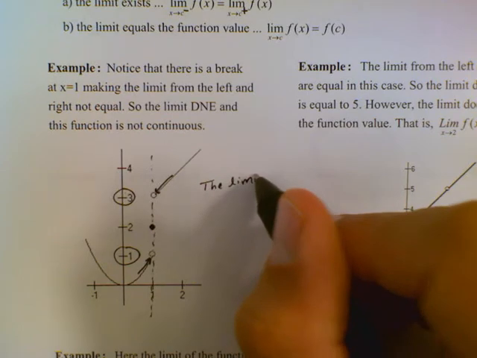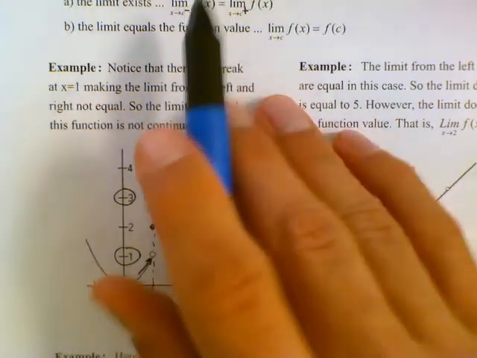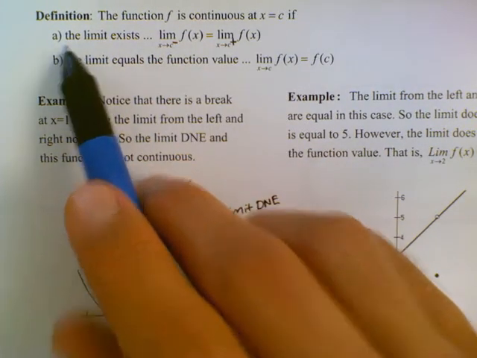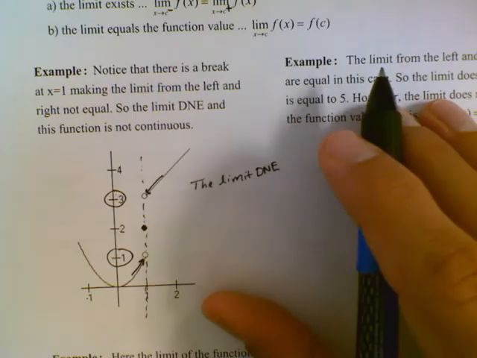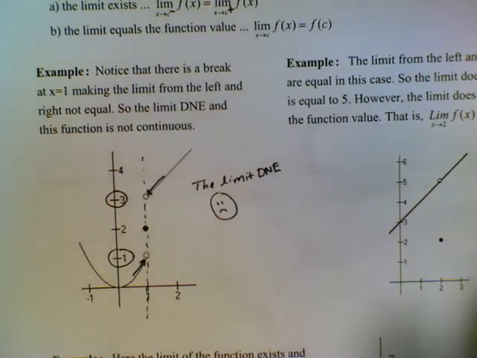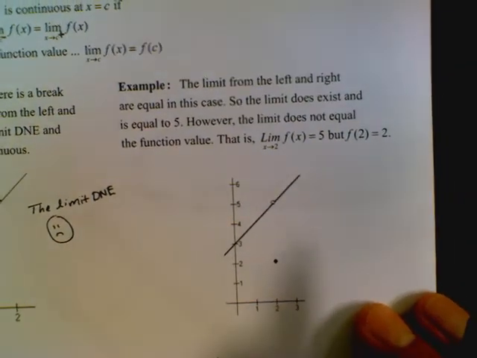And if the limit does not exist, then that means that it failed to be continuous based on this first bullet point here. The limit has to exist. So we're going to frown about that one. If the limit doesn't exist, there's no way for it to be continuous.